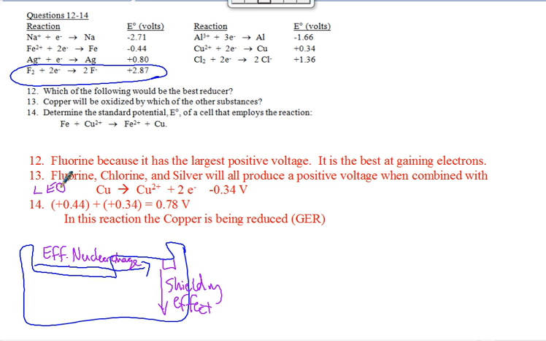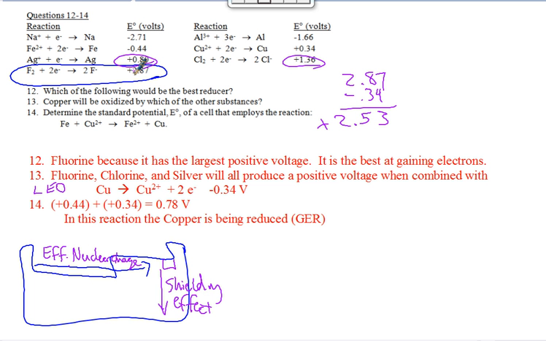Well, you could do the math on each one. Fluorine is 2.87, forcing copper to be oxidized, negative 0.34. Put those together and you have a positive value. Therefore, fluorine is strong enough to oxidize it. So is chlorine. So is silver. But after silver, you run into a couple that would be negative values and therefore not strong enough. So that's the only three on this list.